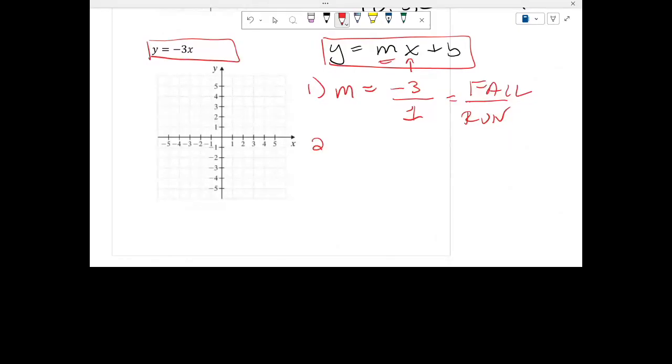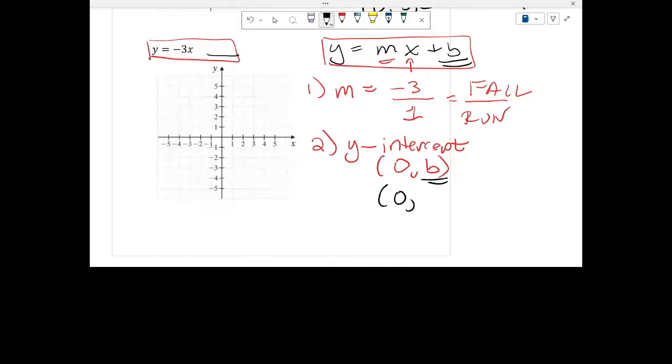Okay. Step number 2, we're going to look for our y-intercept. Remember, my friends, my y-intercept is always the point 0, b. Remember what b is? B is the number at the end. Y'all, if I don't see anything at the end, what do you think that number really is? If there's no number there, it's got to be a 0, right? It's got to be a 0 because there's nothing there, right? I couldn't put a 2 because I don't see a 2, right?